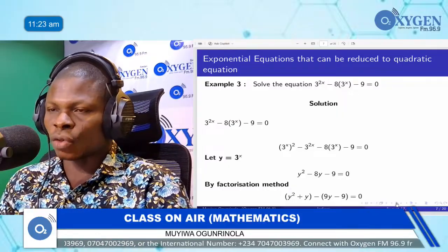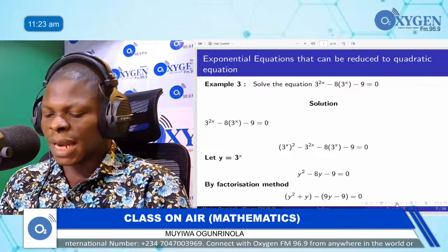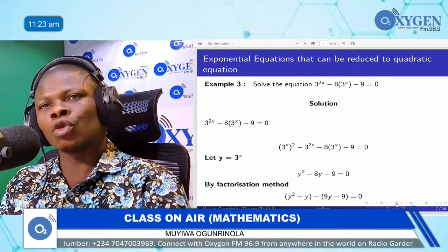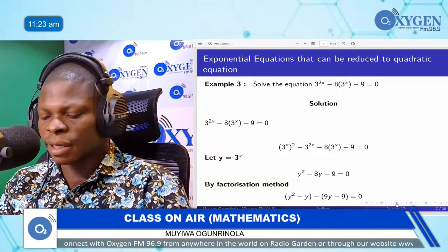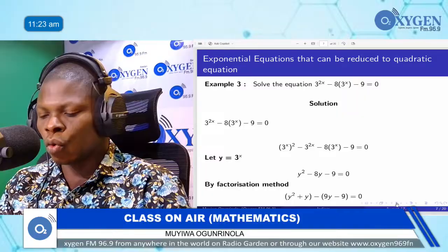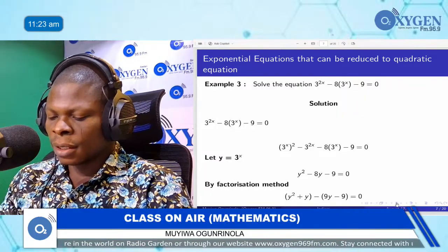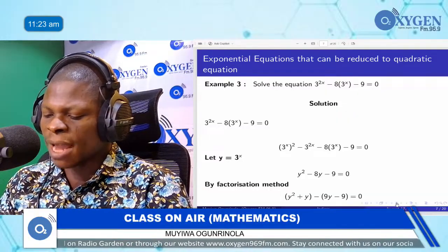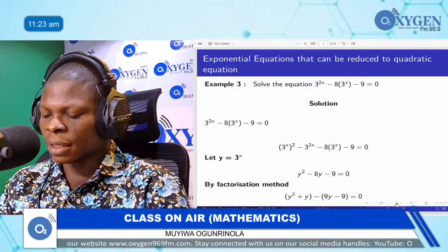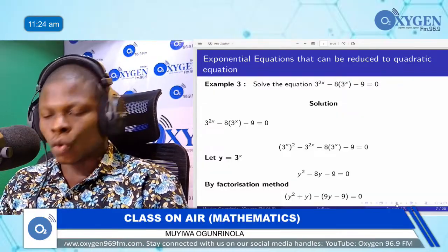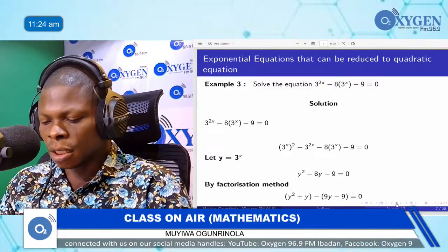We can say let y be equal to 3 raised to power x, meaning that anywhere you see 3 raised to power x, you put y. So if we replace it with y, the equation will now be y squared minus 8y minus 9 is equal to 0. So we see that this has led to what? Quadratic equation.